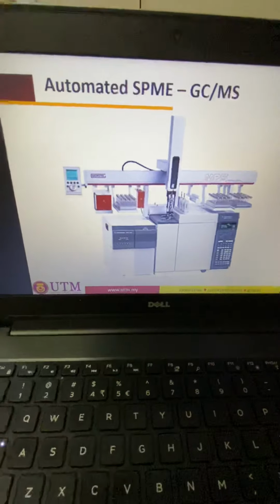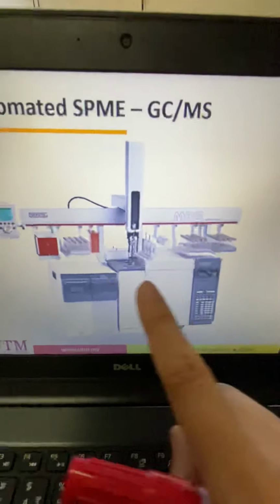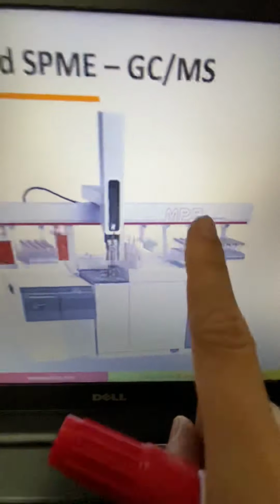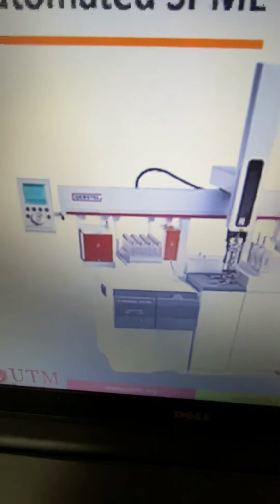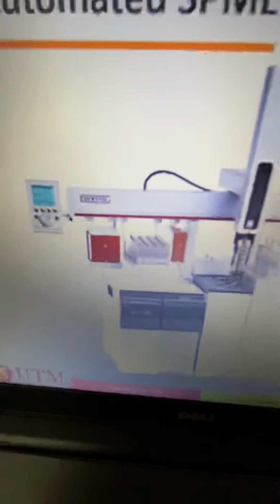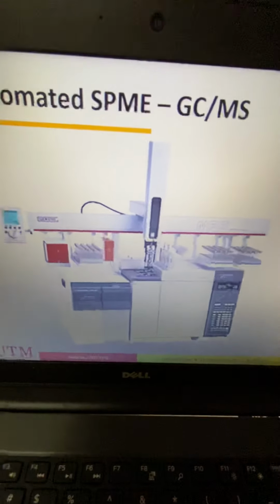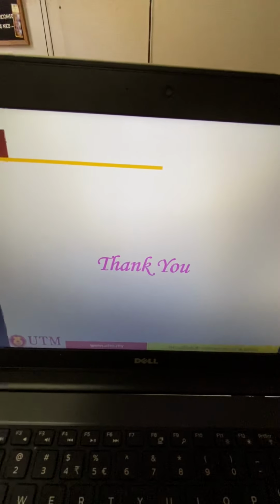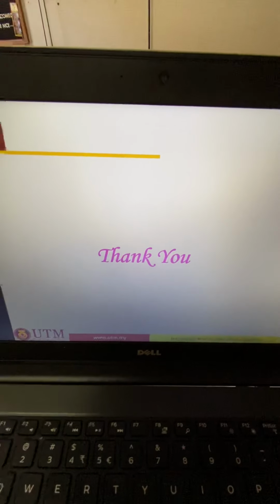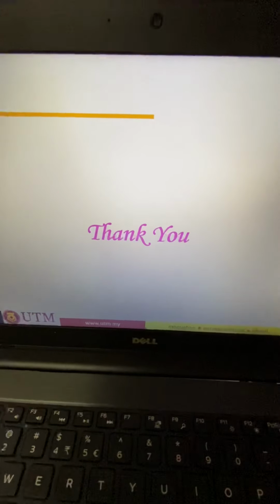So this is the automated SPME connected to GC-MS, the one that I showed you in the video. The brand is MPS over here, very famous. And the brand for the SPME is Gerstel. Gerstel is actually the one selling SPME a lot in the world right now. Okay, that's all for SPME. The next lecture will be relating to advanced liquid and solid extraction. Thank you.